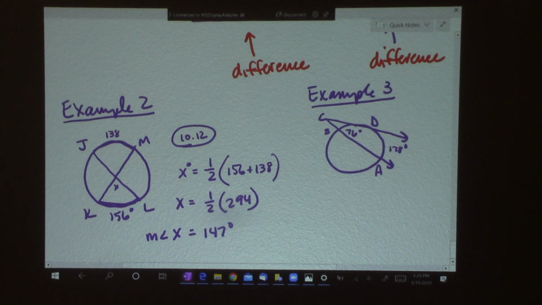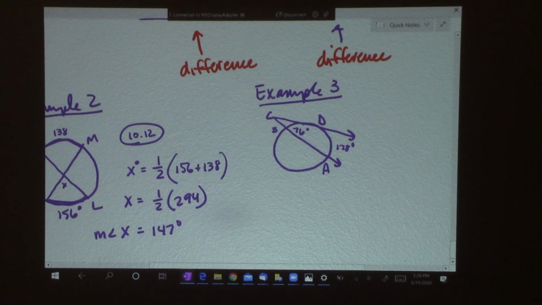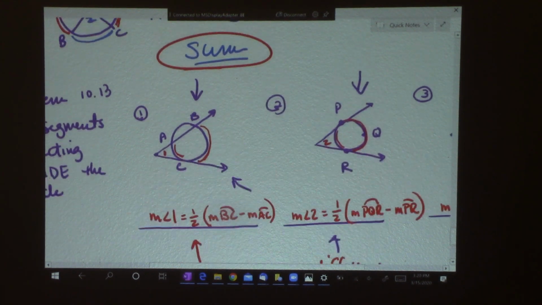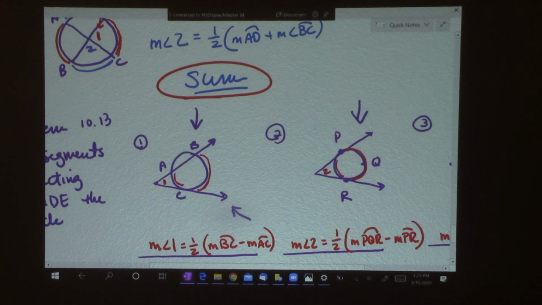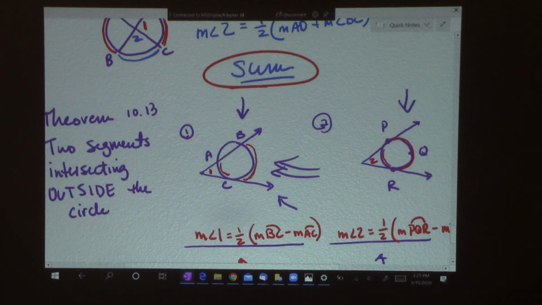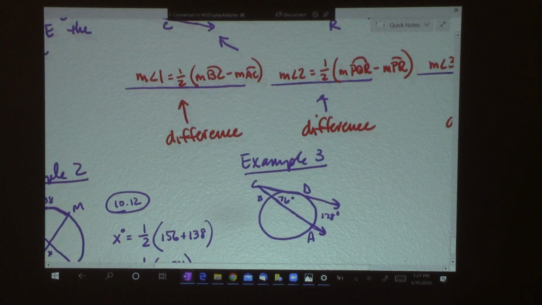Okay, so look at the situation. What have I got? I've got one segment that is a tangent, and one segment that cuts through twice on the circle. It's a secant. So I'm going to look up here. What is that situation? That is this one, right here. So I'm going to use that formula. So let's write it down.